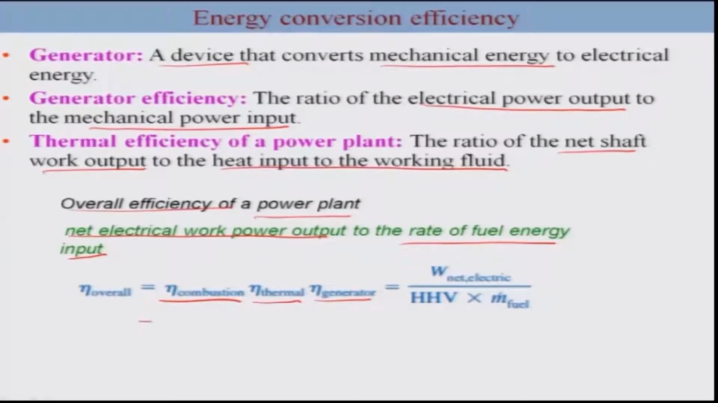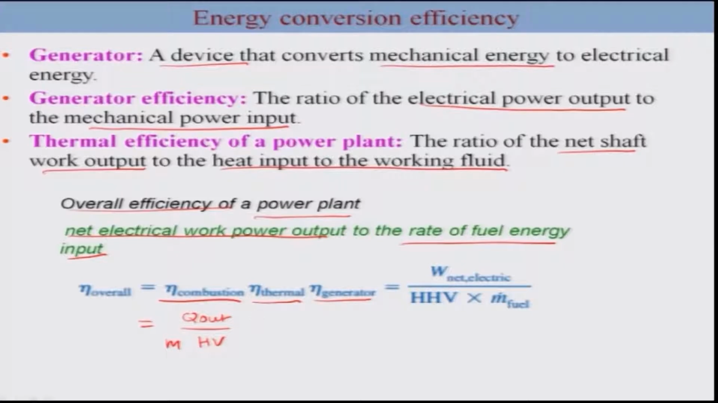You can make use of the definition of each of them. For example, here, what is the combustion efficiency? This would be Q out divided by the heating value. But now we are going to multiply by m also, because heating value is typically per unit mass. So we are going to multiply by m. So that becomes the combustion efficiency.